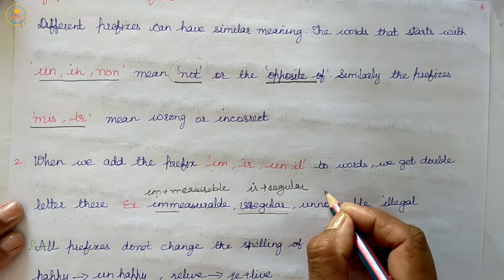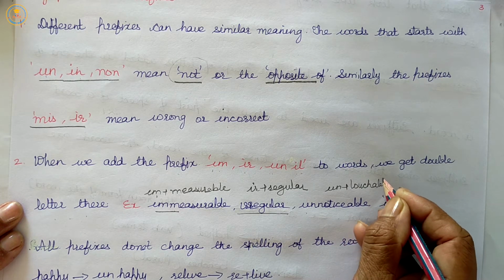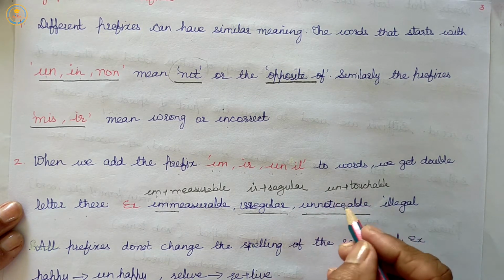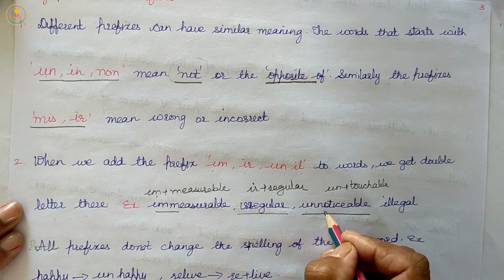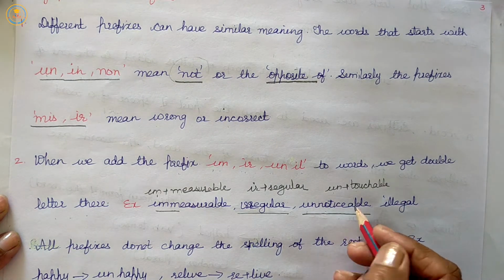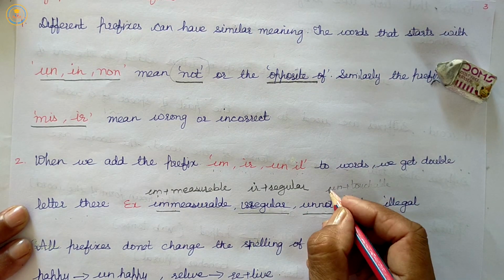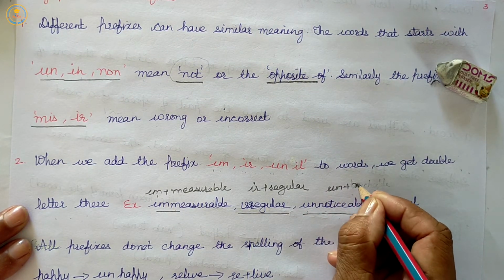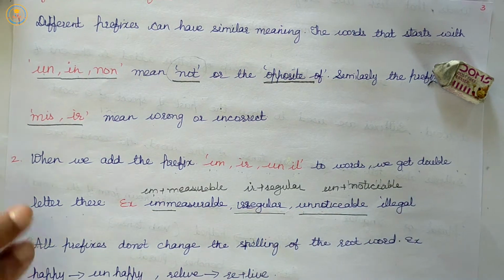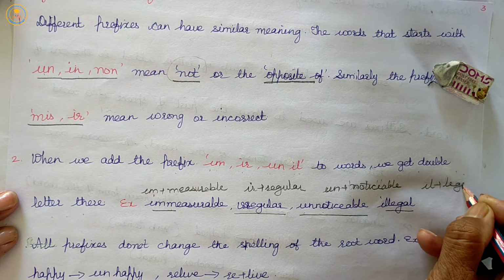Here, untouchable: un plus touchable. You can write untouch also. So here we get a double n. Next, unnoticeable: un plus notice. You can write unnoticed also, or you can write unnoticeable. Next, il plus legal gives illegal.